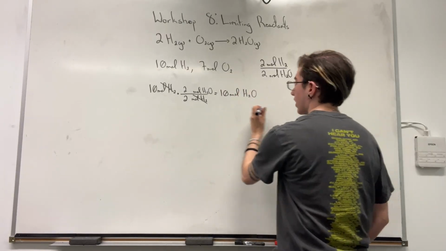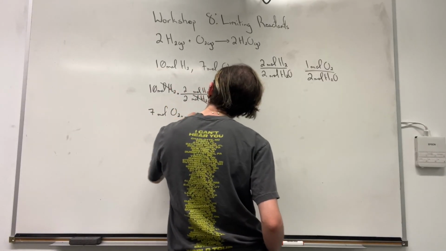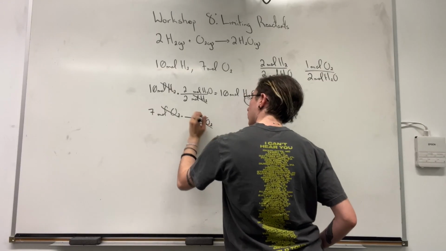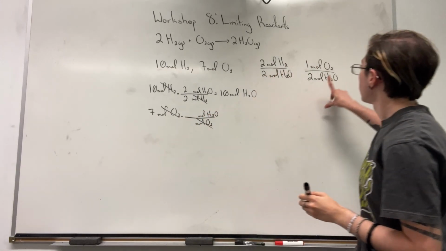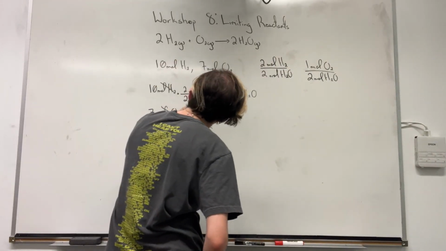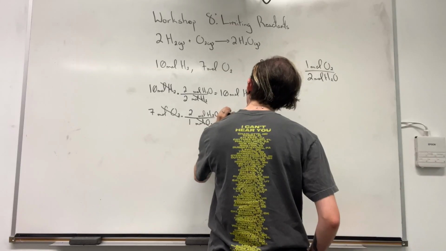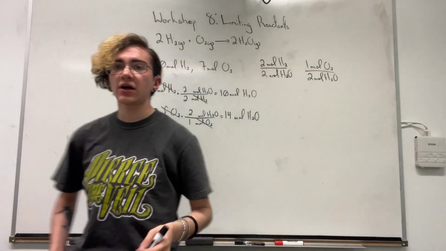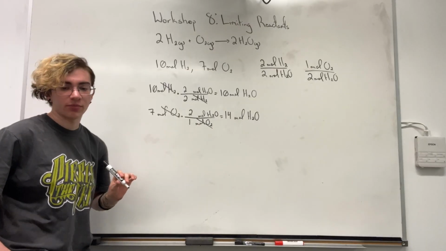Now we're going to do the same thing with our oxygen. 7 moles of oxygen. We use a ratio here. We want to get out of moles of oxygen. We want to get into moles of water. And so we set up our proportion accordingly. But now it is 1 mole of oxygen to make 2 moles of water. 7 moles of oxygen is going to make 14 moles of water. We started with less oxygen, but based on the stoichiometry, we end up making more water from this amount of oxygen.